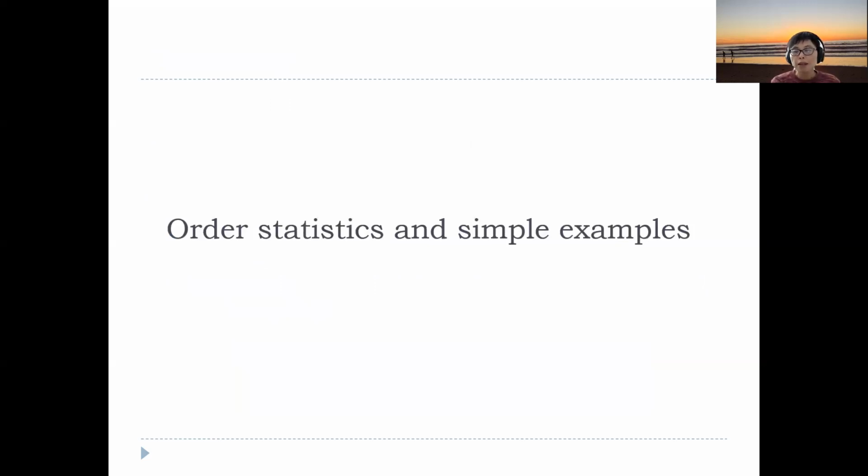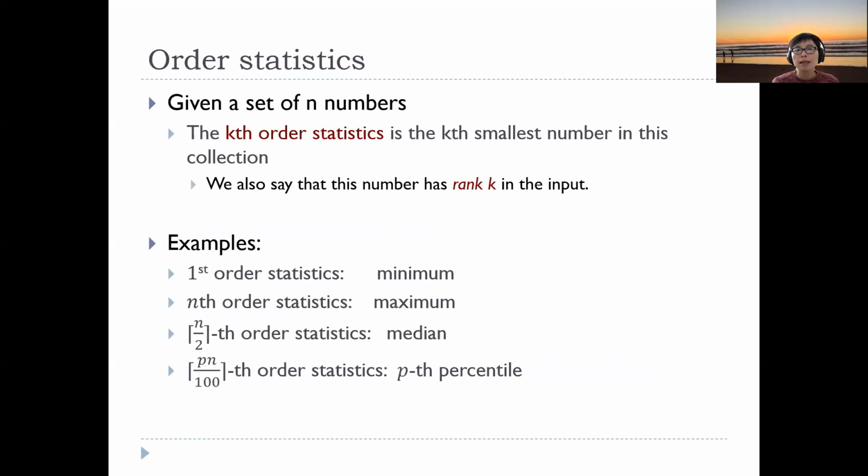As I said, the type of question we're going to ask now is the so-called order statistics. So what is it? Given a set of n numbers, the kth order statistic is basically the kth smallest number in this collection. Sometimes I also say that this number has rank k. The rank is its position in the sorted list, basically.